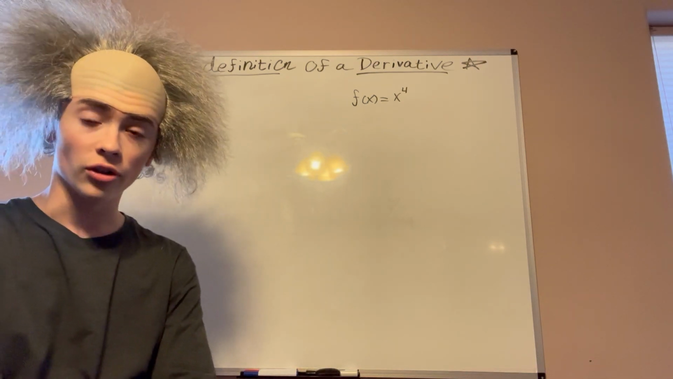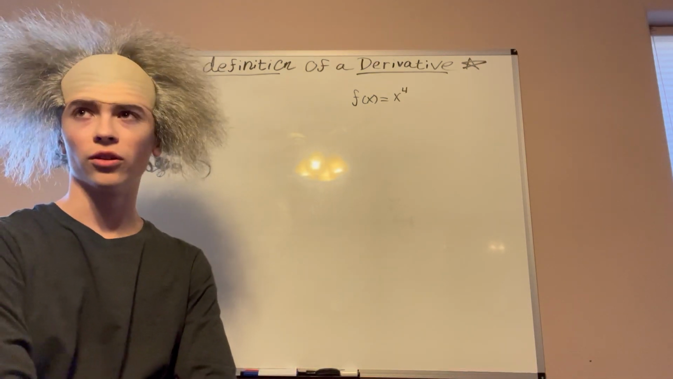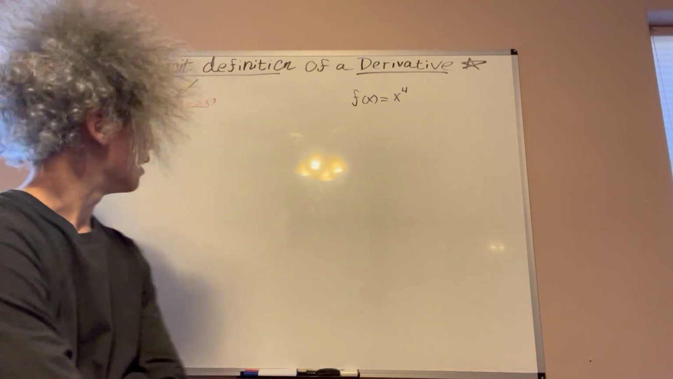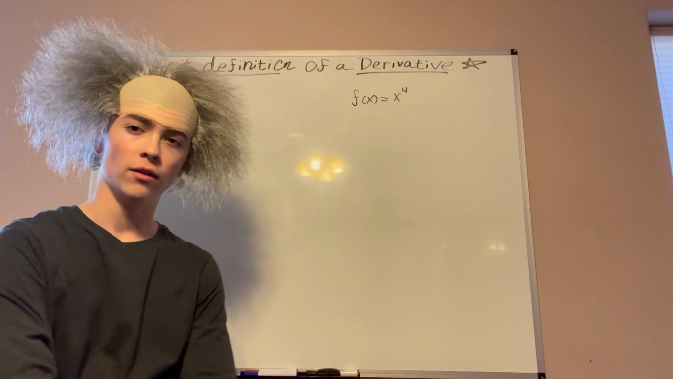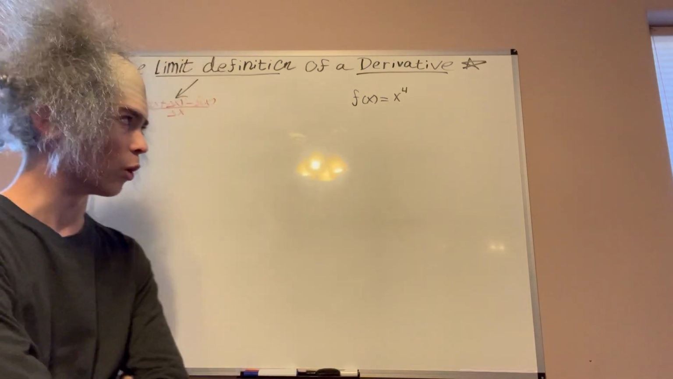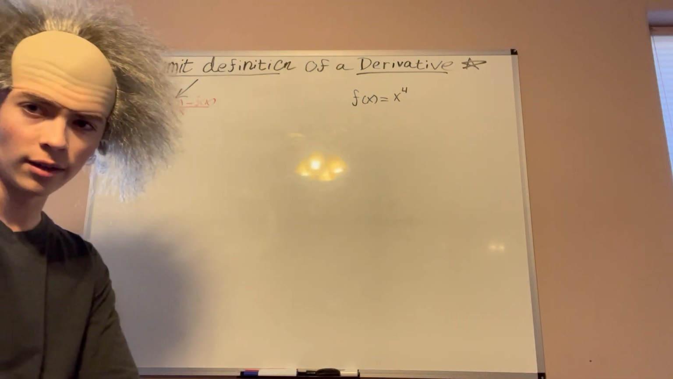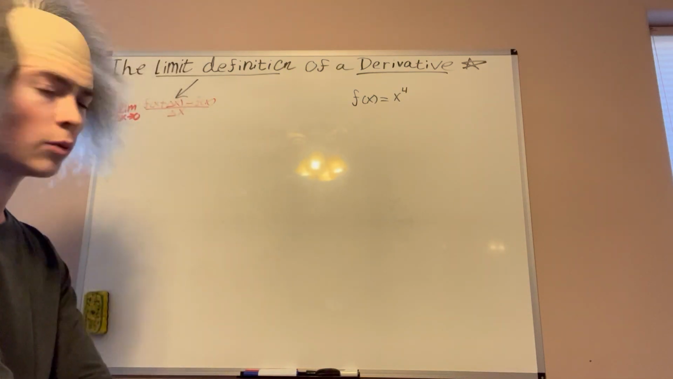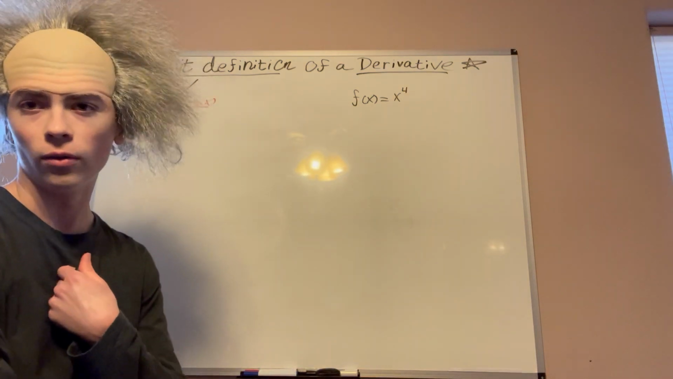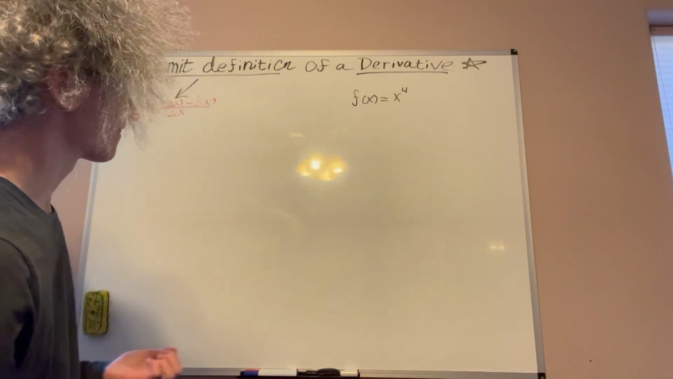Delta x and h are interchangeable. We use h to describe our change in x all the time. I just like to use delta x because I believe it represents the change in x more clearly, whereas h can kind of be confusing at times. So I'll still use delta x, but if you hear me say h, just know they're the same thing.